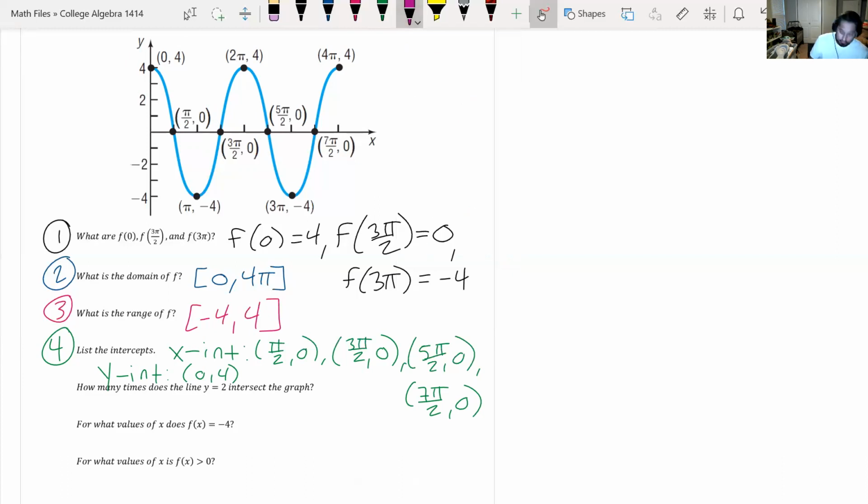Okay, then 5. How many times does the line y equals 2 intersect the graph? Well, y equals 2 is the graph of a horizontal line. So from here, if I drew y equals 2, we would intersect the graph 1, 2, 3, 4 times.